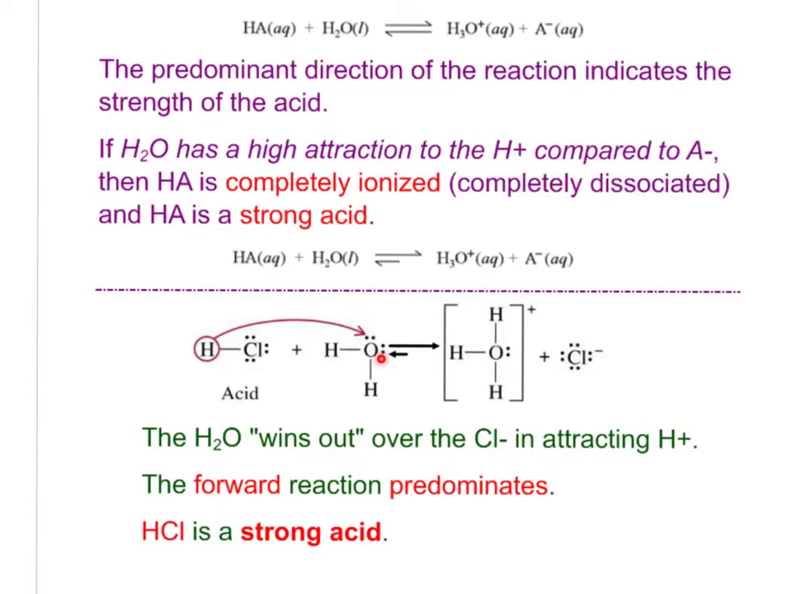So in this case, here's an example of a real live acid rather than just this HA theoretical acid. Here's hydrochloric acid. And that is exactly what's happening. The water does win out in attracting the proton, and hydrochloric acid dissociates nearly completely in the water. And the reaction proceeds to the right, and we consider hydrochloric acid a strong acid.